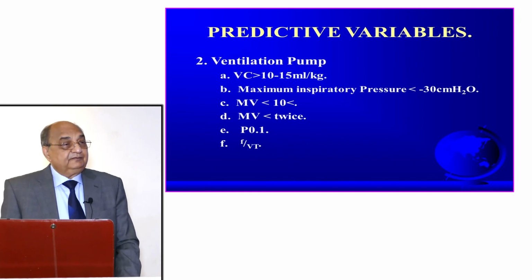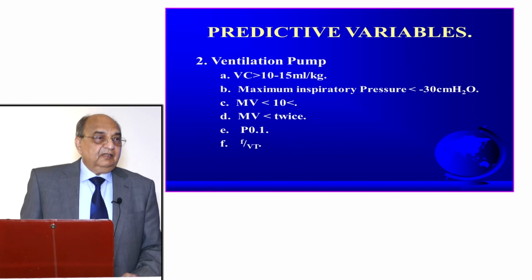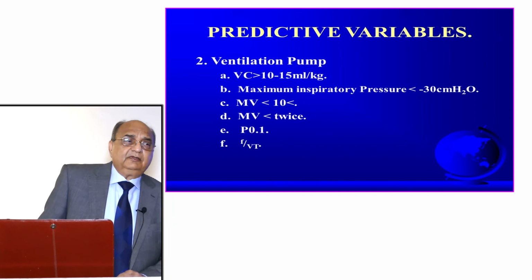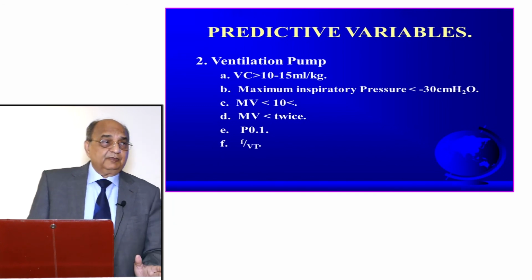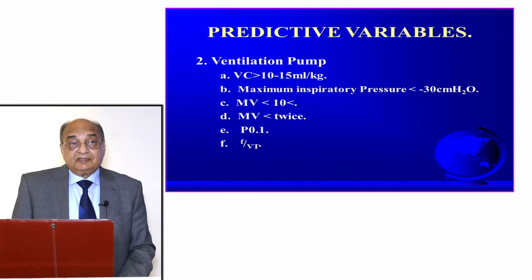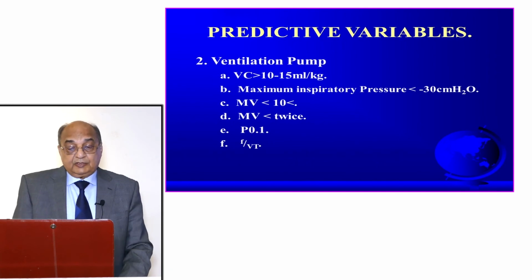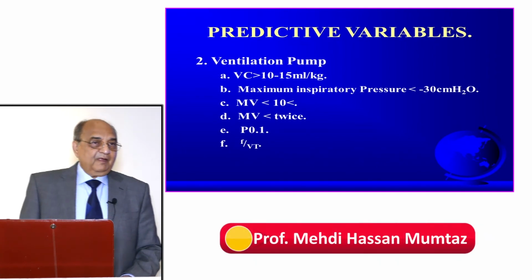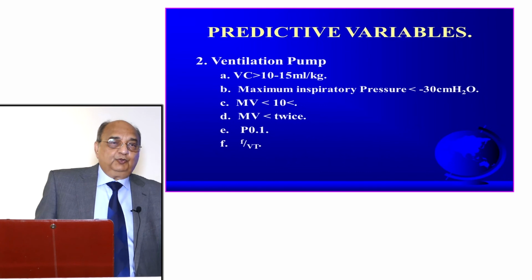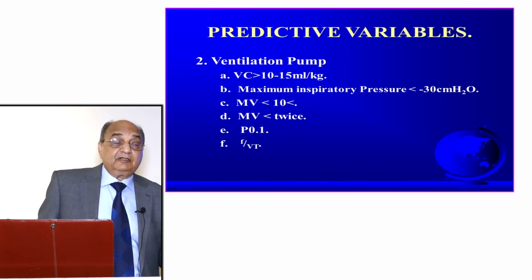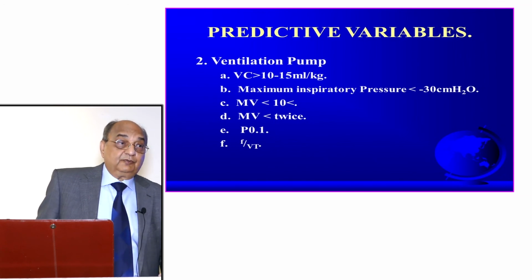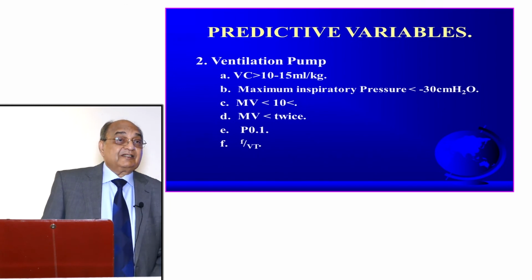Then ventilation pump, vital capacity. It should be greater than 10 to 15 milliliter per kilogram. How much is normal? Normal vital capacity is 35 to 40 mL per kilogram. So it should definitely be greater than 10 to 15 mL before you decide to take the patient off the ventilator. Maximum inspiratory pressure: the maximum pressure which the patient can create, and you put your finger on the tube and see how much negative pressure the patient can create. It should be around minus 30 centimeter of water. That will tell you the efficiency of muscle strength.